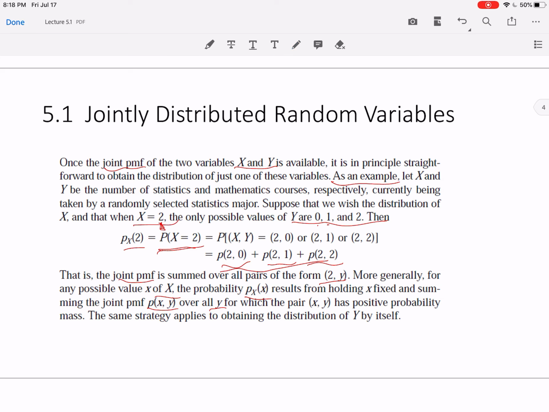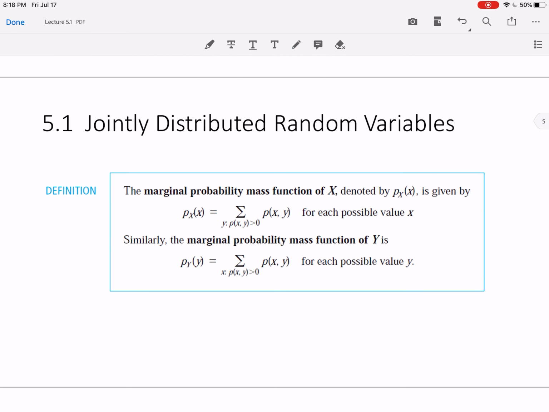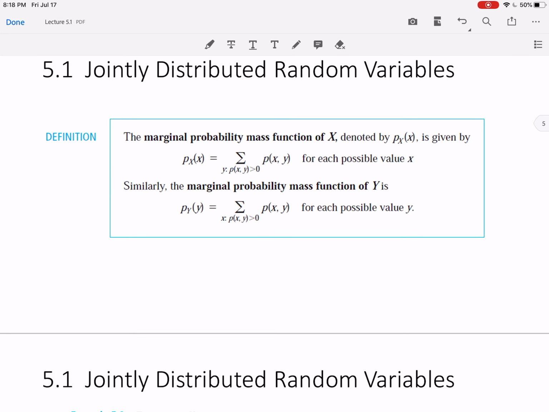What does it mean? That means if we want to find... yes, actually we do have the definition here. Let's just take a look at the definition of marginal probability mass function directly. So the marginal probability mass function, denoted by p sub x of x, is given by the sum of all joint PMF over y, for each possible value x. Similarly, the marginal probability mass function of y is equal to the sum of the joint PMF over x.